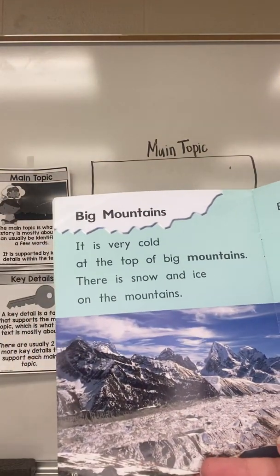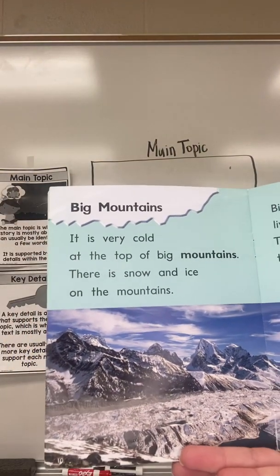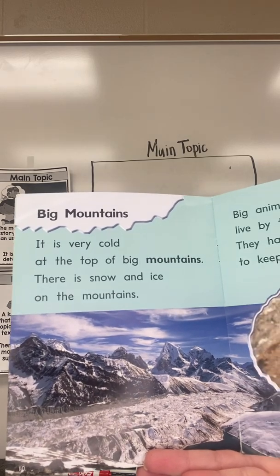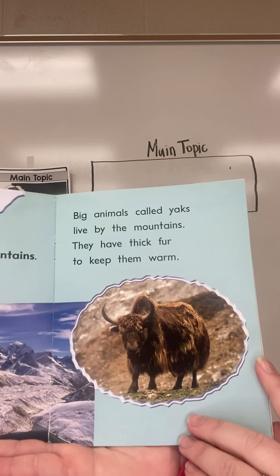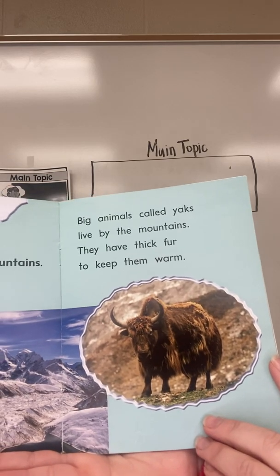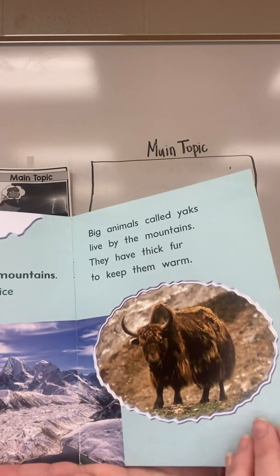Big mountains. It is very cold at the top of big mountains. There is snow and ice on the mountains. Big animals called yaks live by the mountains. They have thick fur to keep them warm.